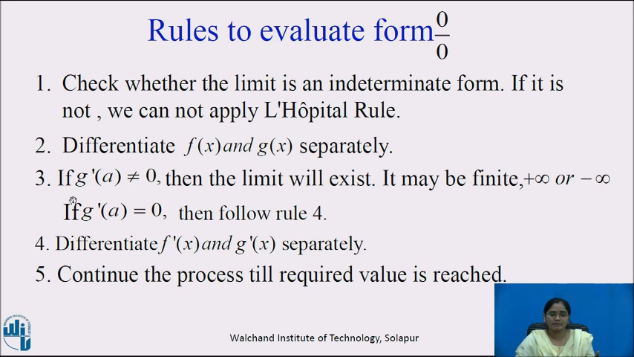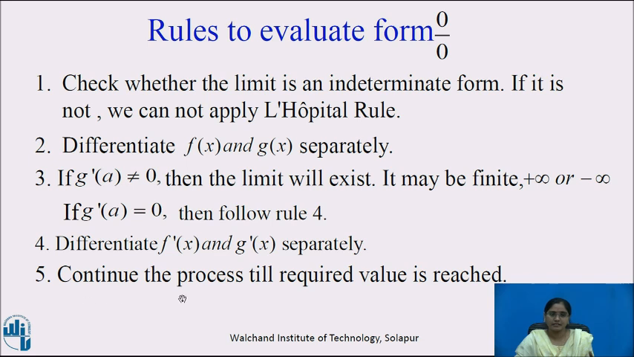Next, in the next step, you have to apply the limit. After applying the limit, if g dash of a is a non-zero term, then the limit will exist and it may be finite, positive infinity or negative infinity. But if you are getting g dash of a as a zero term, then you need to follow the next rule. That is rule number 4. That is next step. What is that? In the next step, again you need to differentiate f dash of x and g dash of x separately.